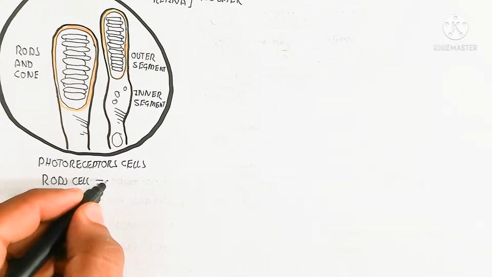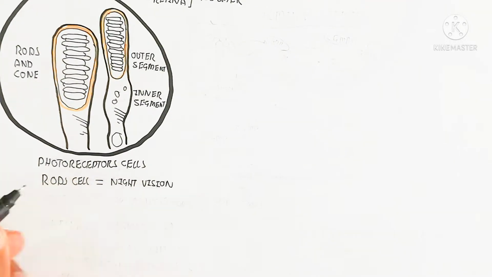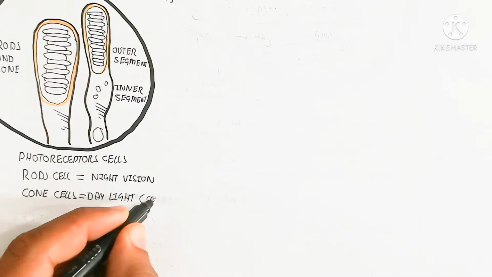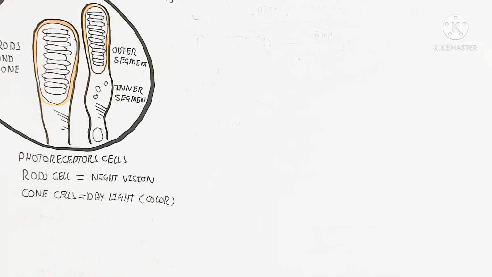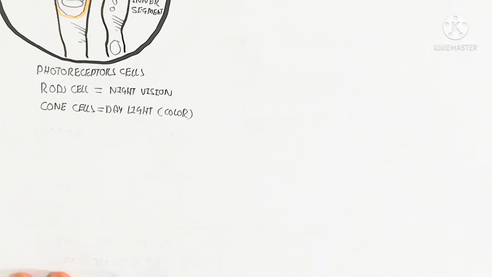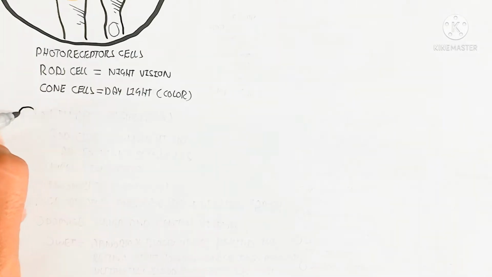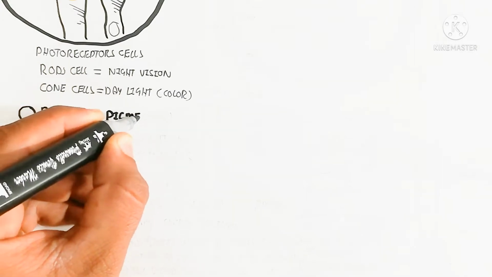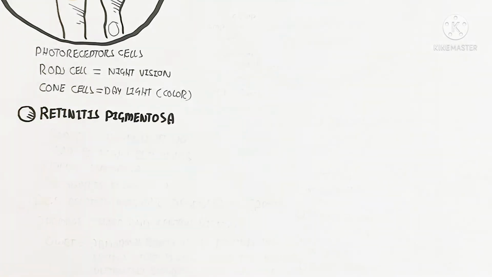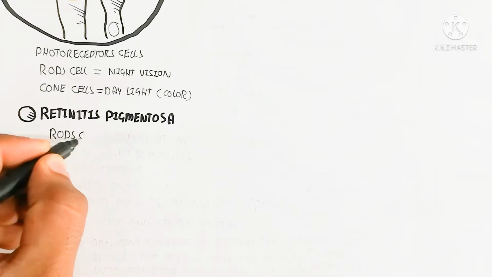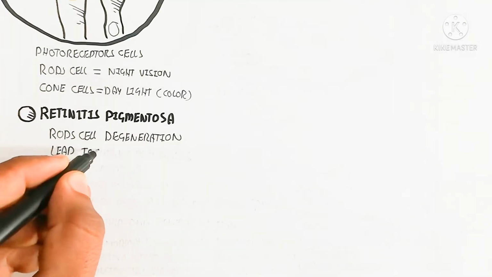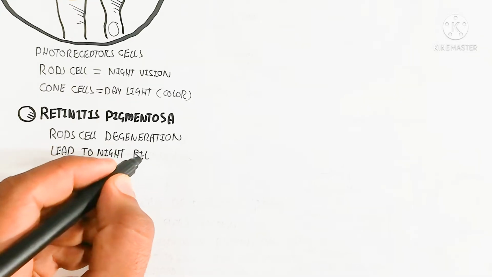Here are the rod and cone cells, which make up the macula or fovea. They contain photoreceptors, rod and cone cells. Rod cells are used for night vision, and cone cells are used for daylight and produce color. Rod cells have a very high potential for absorption of light, and that is why they work at night time.